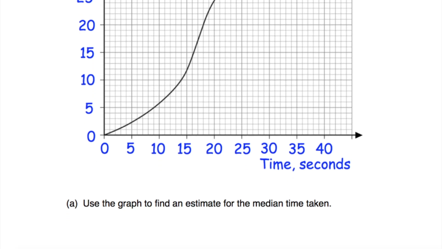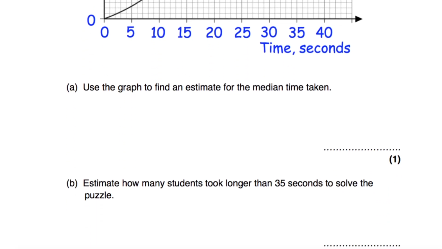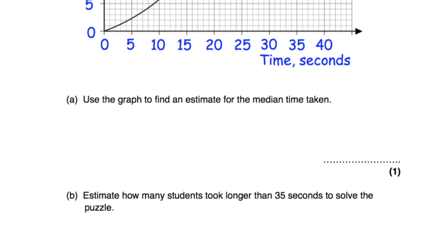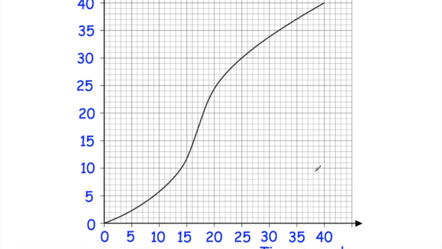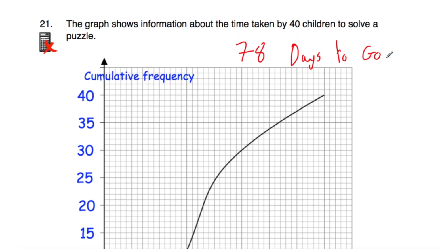And then part B says estimate how many students took longer than 35 seconds to solve the puzzle. So go 35 up and across. You'll then see how many students took below 35 seconds, so then you can see how many took longer than 35 seconds. So that's quite a nice question. So cumulative frequency, 78 days to go.